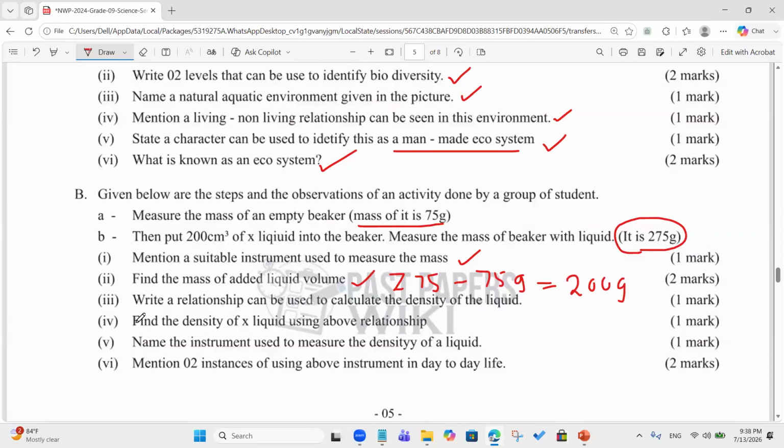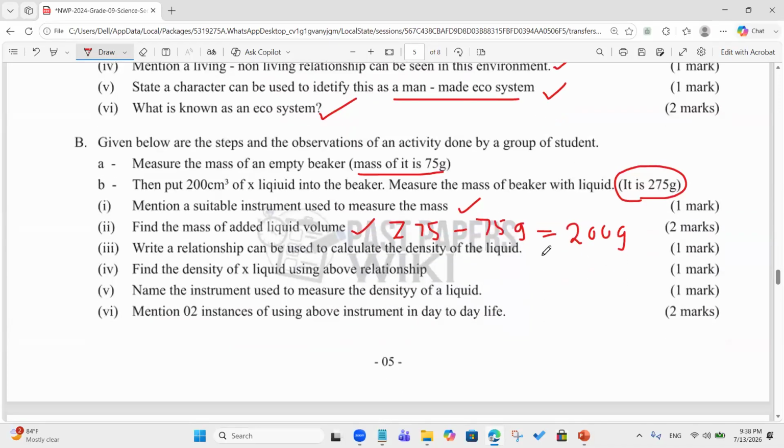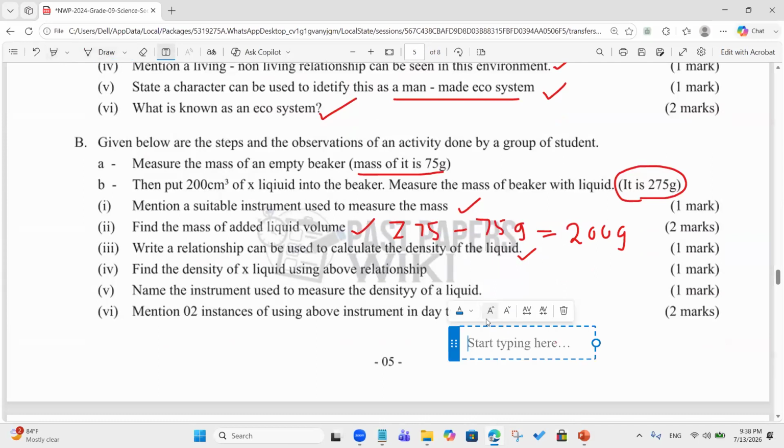Write a relationship that can be used to calculate the density of the liquid. How do you find the density? Density equals mass over what? Volume. Density equals mass over volume. This is how we find it. Okay, it's the relationship. Take 1 mark.